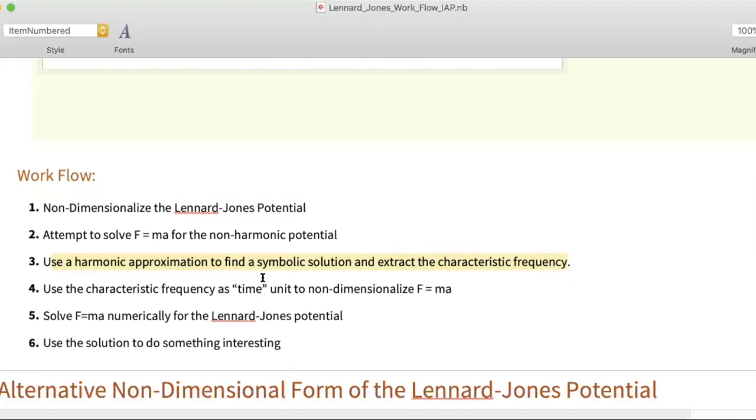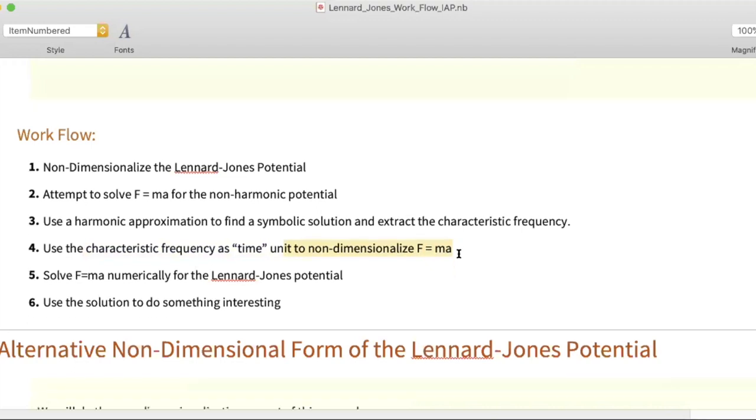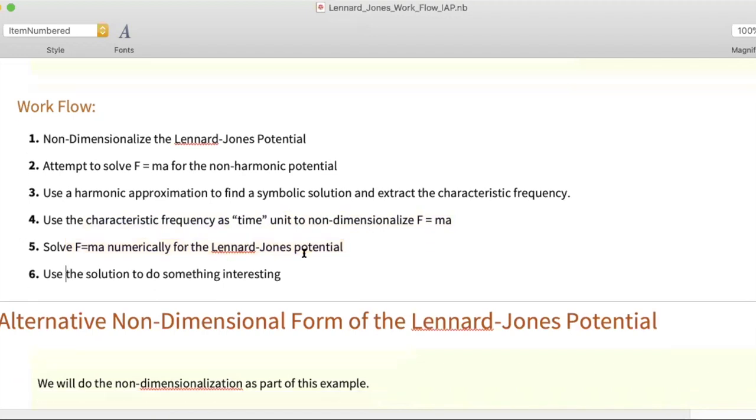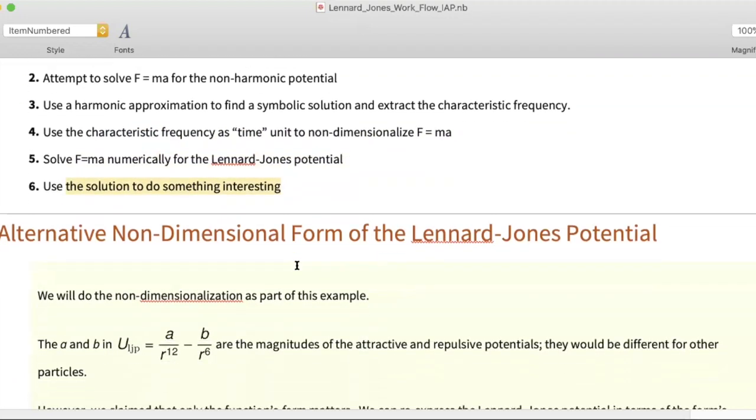I'm going to use that characteristic frequency as a time unit to non-dimensionalize this second order ordinary differential equation. And then I'm going to solve that numerical problem for the Lennard-Jones potential. And then I'll use the solution to do something interesting, right? So that's my job. And I'm going to show you the workflow I'm going to use to do that.